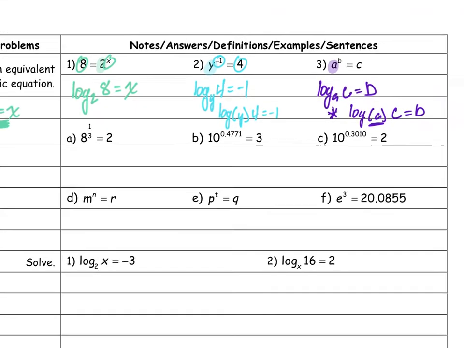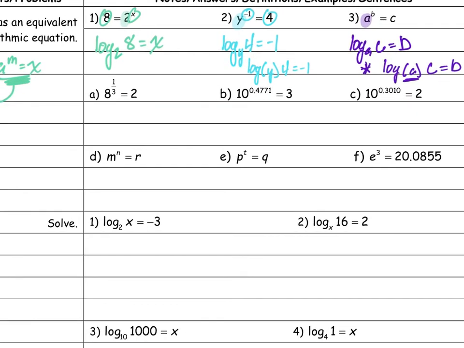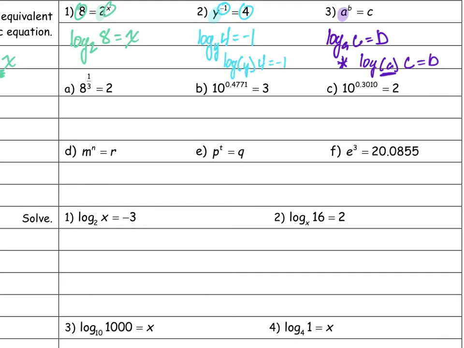So here is the next 6 problems. Here's my base of my exponent. So this becomes log base 8 of 2 equals 1/3. Here's the base of my exponent, so it becomes log base 10 of 3 equals 0.4771.